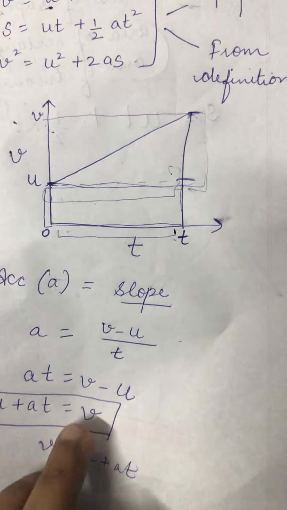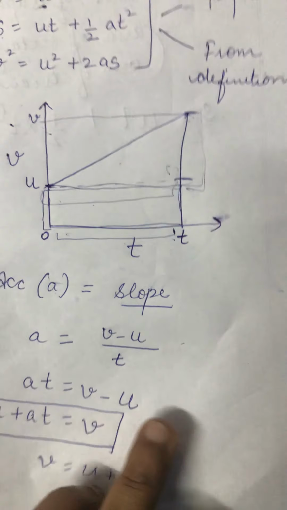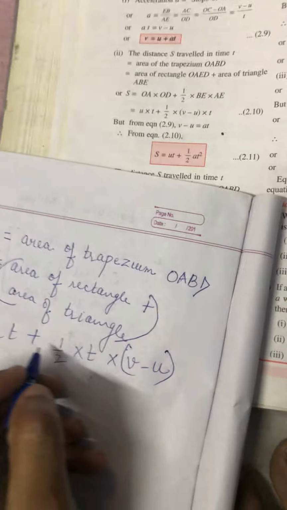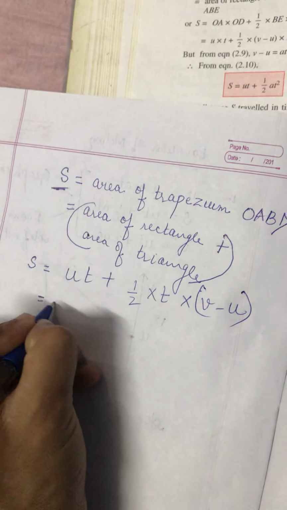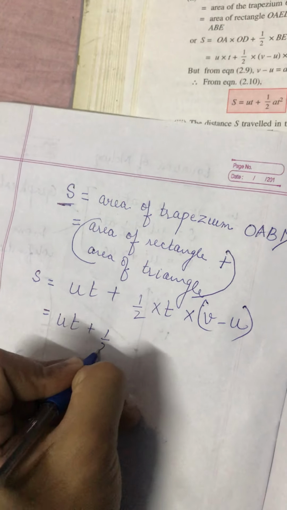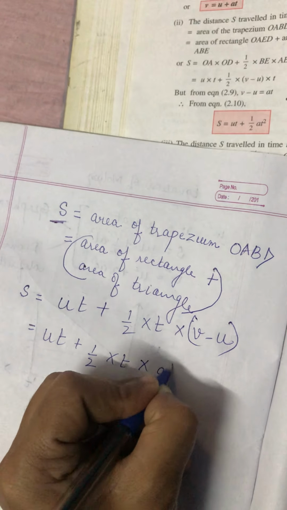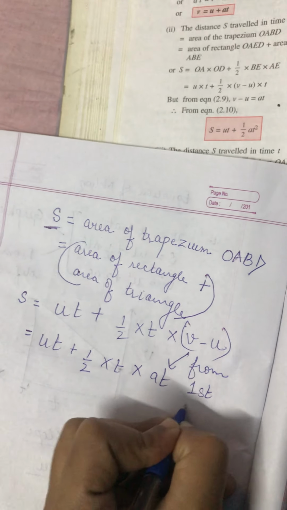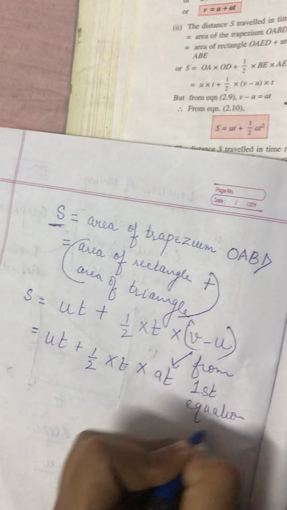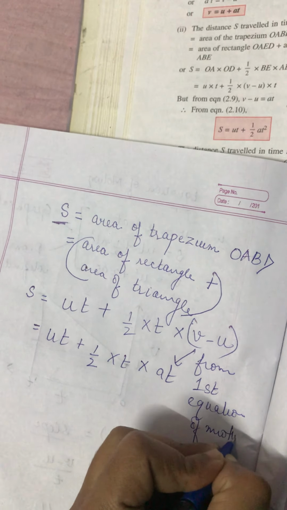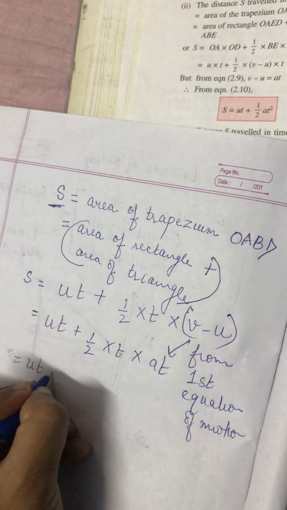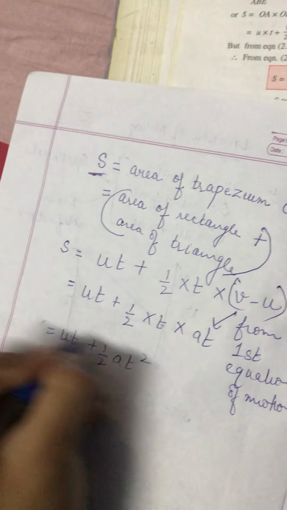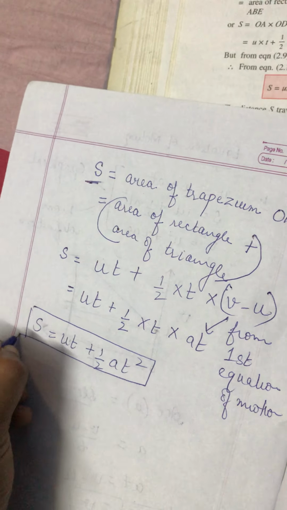Now in the first equation of motion, we have v minus u is equal to at. v minus u is equal to at. So I am just putting the value of this v minus u from the first equation of motion, that is coming out to be at. Where did this come from? From the first equation of motion. So it's coming out to be ut plus half at square, that is what our s. So this is our second equation of motion.